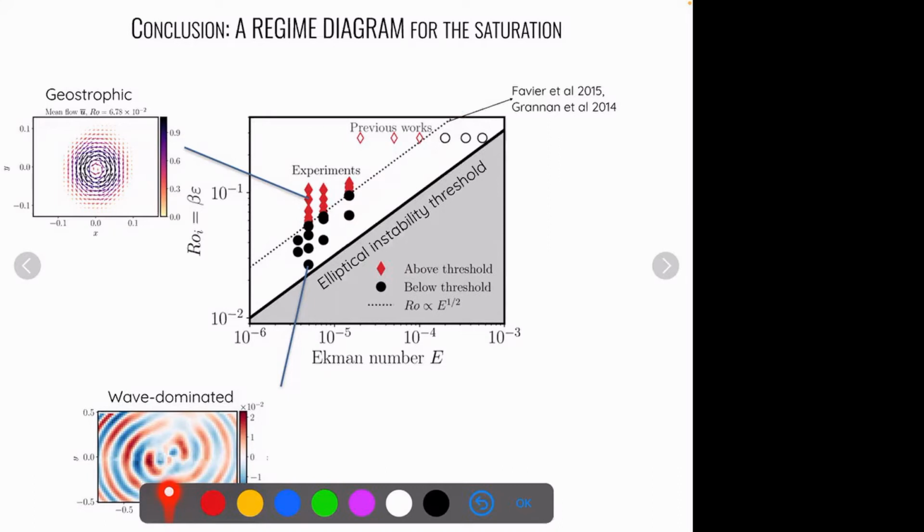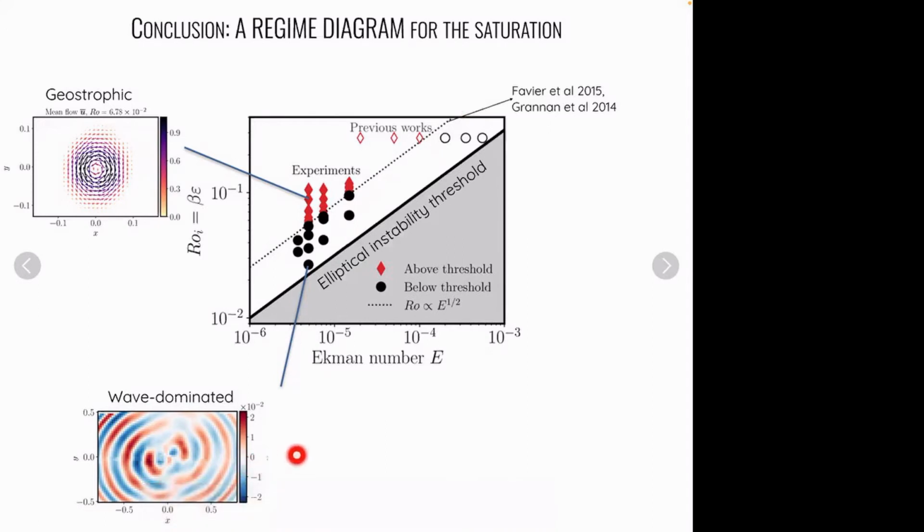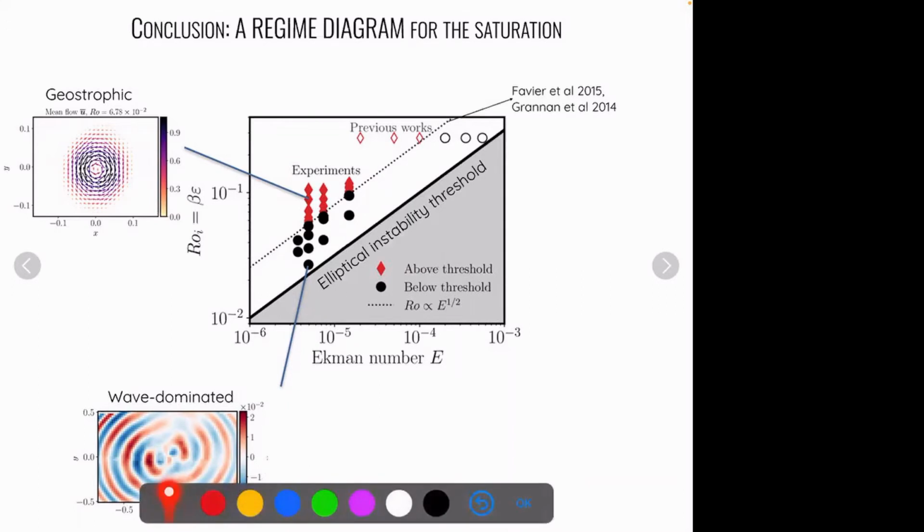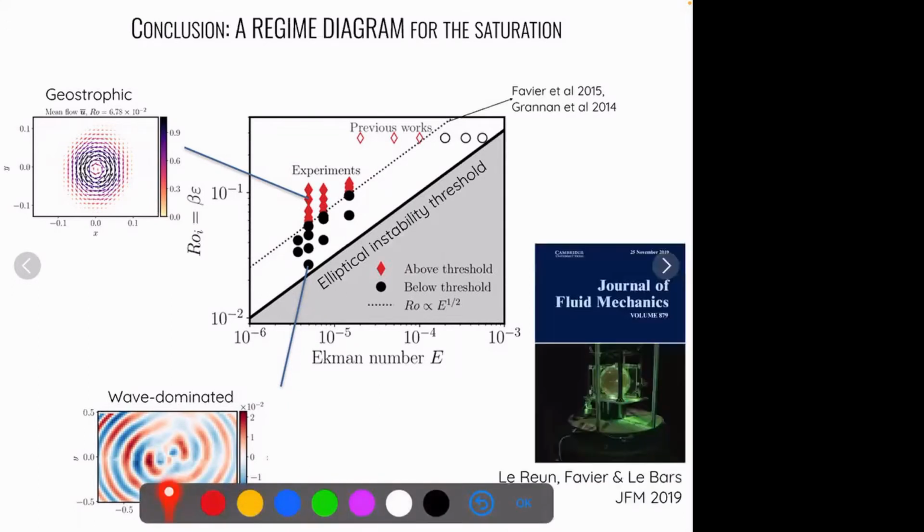So we have this secondary transition that seems consistent between previous works and experiment, but that is a bit better characterized. And what is really new here is this wave dominated regime that was evidenced, I think, for the first time in this experiment. And with that, we made one of the last few hardcovers of JFM. We were very happy about it.